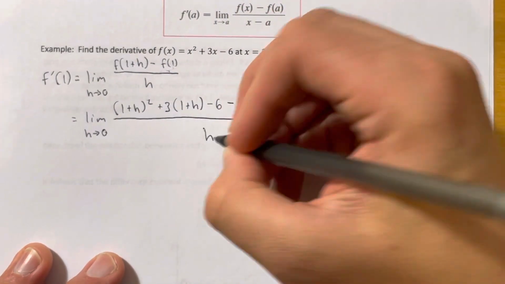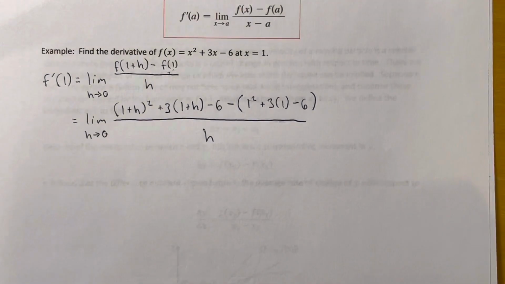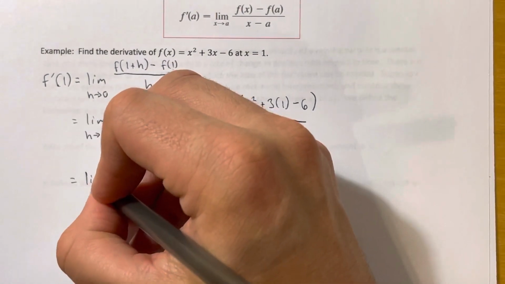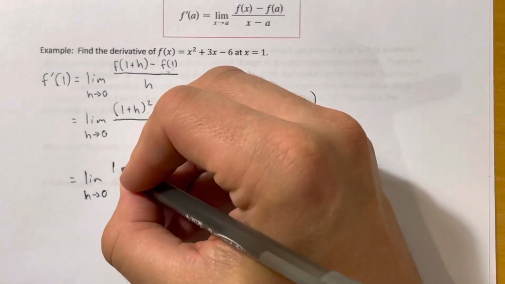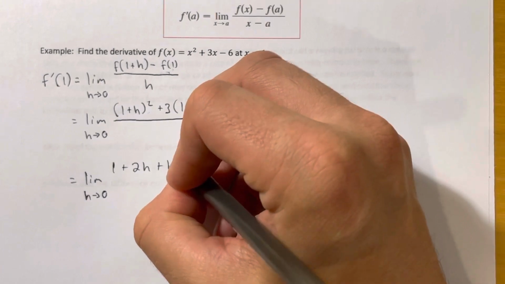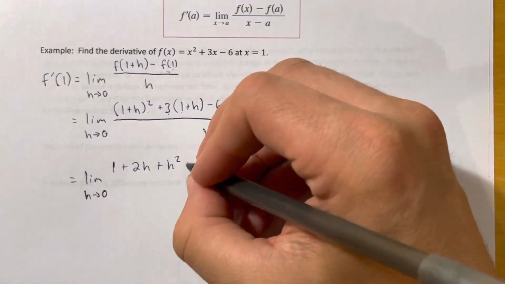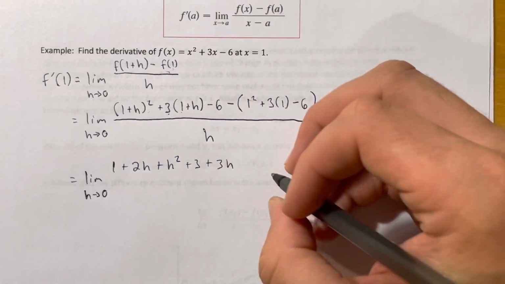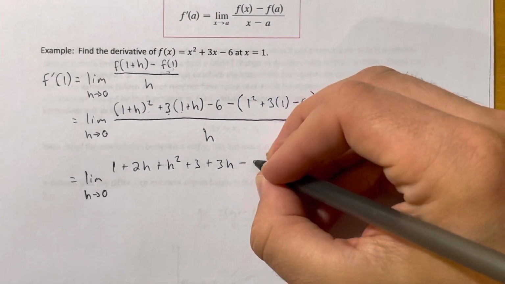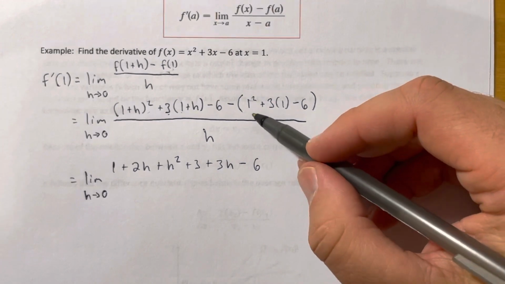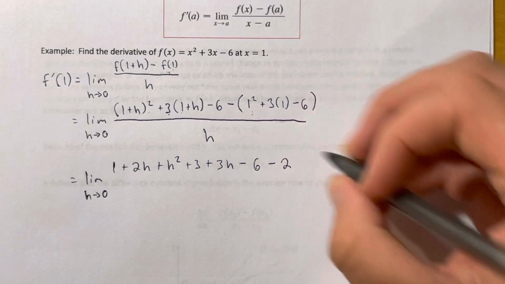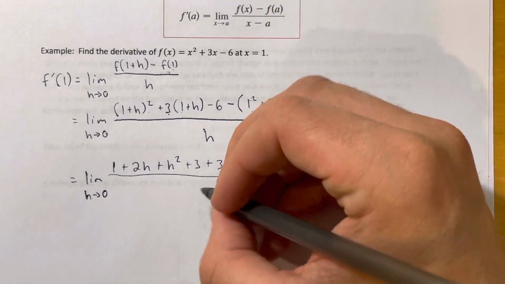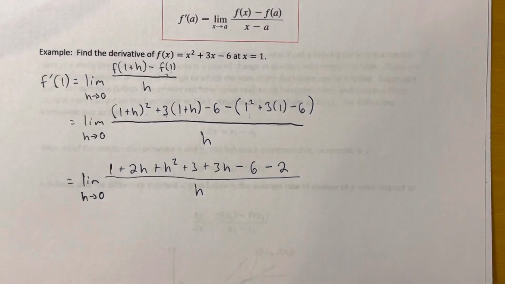All over h. Now it looks like I have a lot of simplifying to do, so I'm going to work through that. This is equal to the limit as h approaches 0. 1 plus h quantity squared is equal to 1 plus 2h plus h squared. Distribute my 3 in here, plus 3 plus 3h minus 6. And then what is this all equal to? 1 squared plus 3, that would be 4, minus 6, that would be negative 2, all over h. All right, let's look at simplifying some things here.